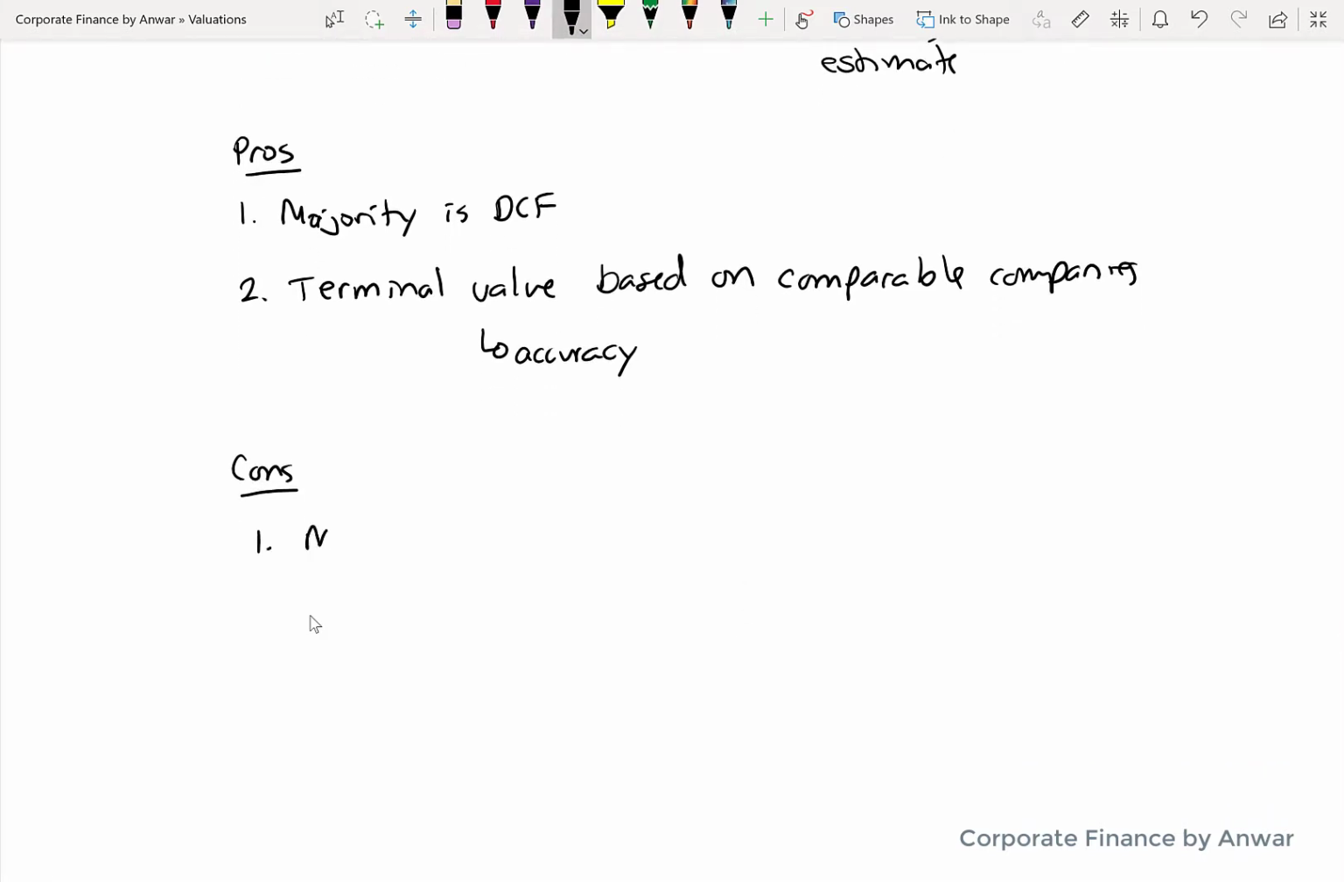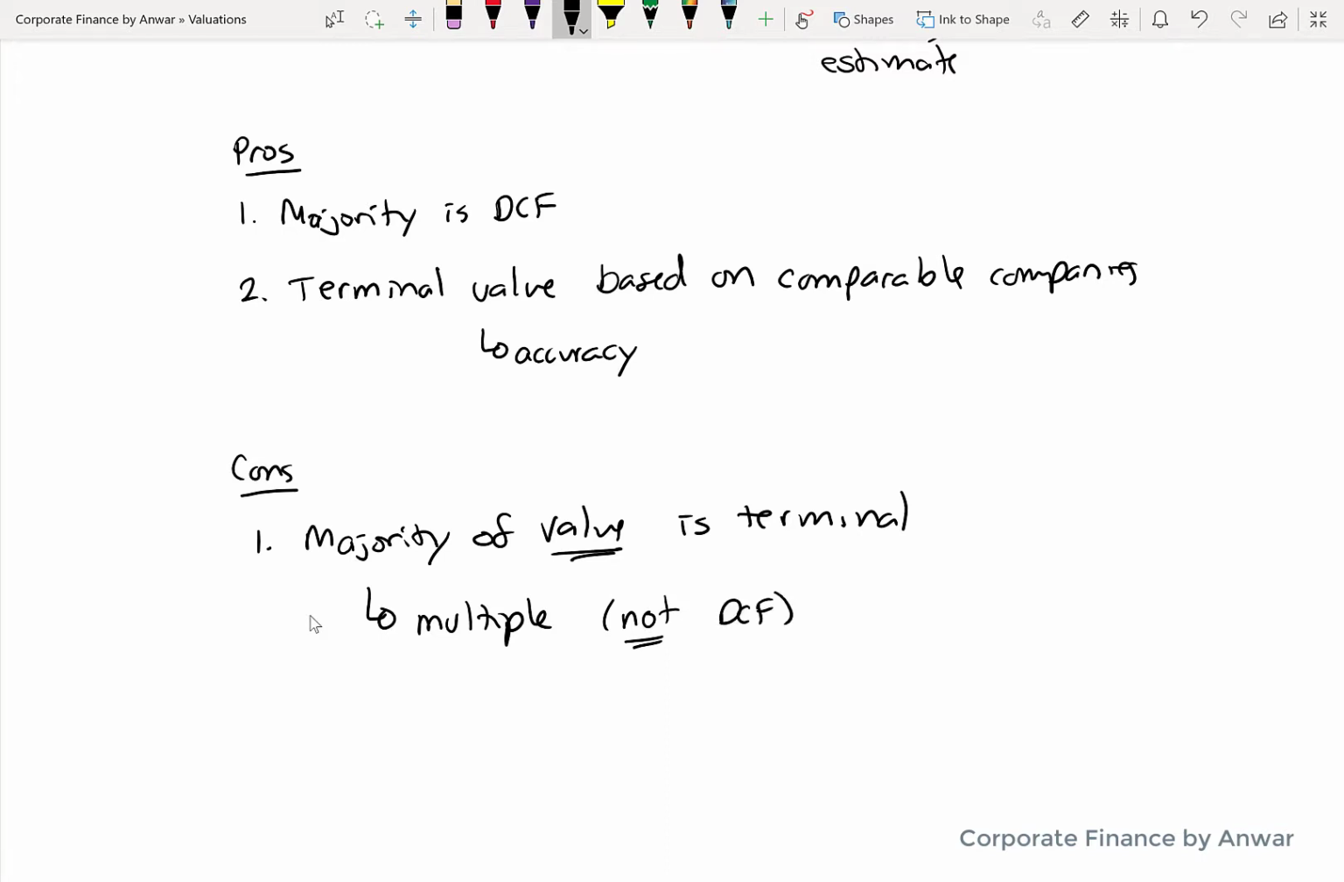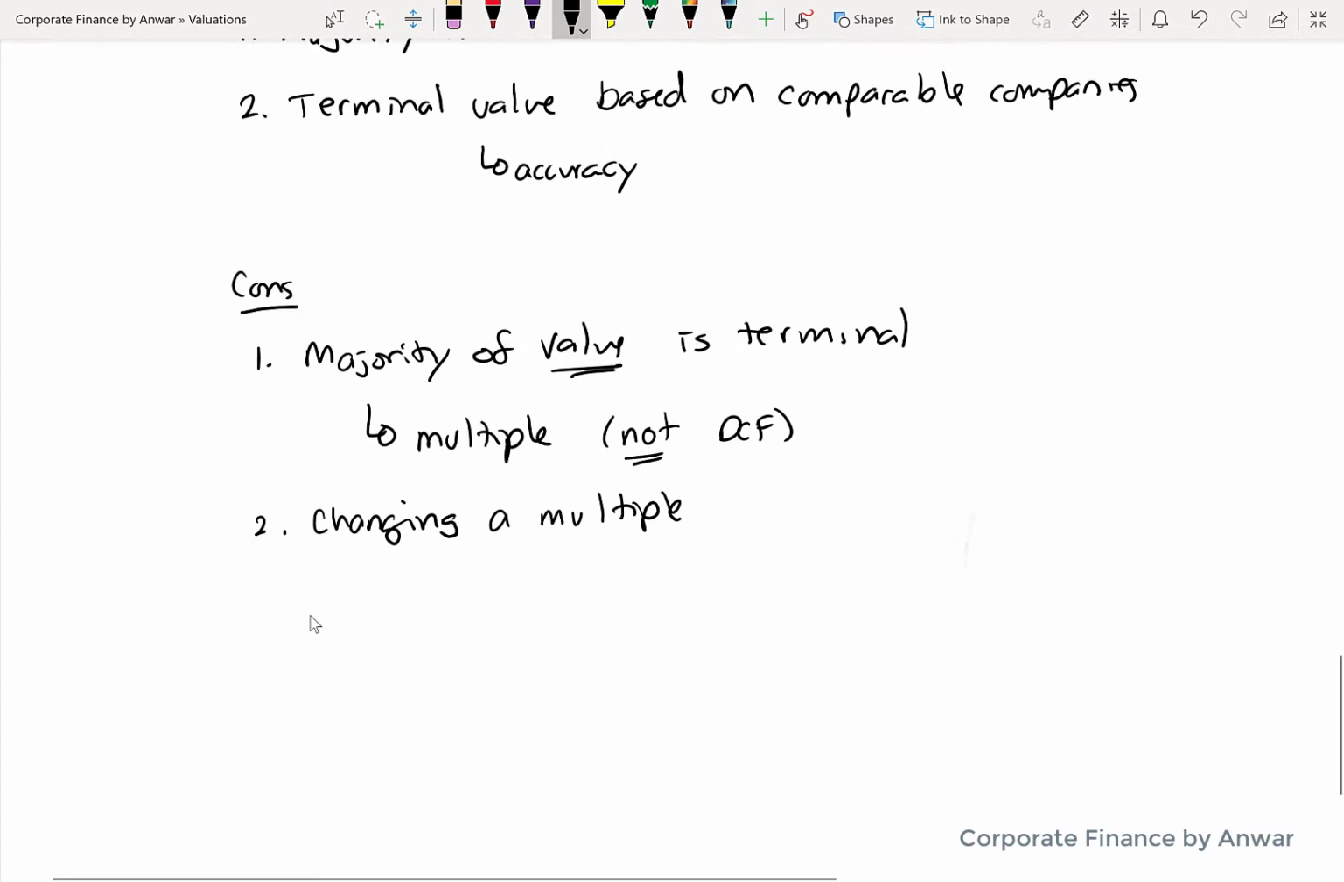The first one is very similar to the last one. It's based on the fact that the terminal value is such a large portion of the value. You're looking at it and you're going to say that the majority of the value here is being calculated by the EBITDA multiple. Essentially you could even argue that this is a multiples approach and not a DCF approach, because if 90% of the value is the terminal value, then the EBITDA multiple is going to create the value of the company rather than the cash flow, at least the majority of it.